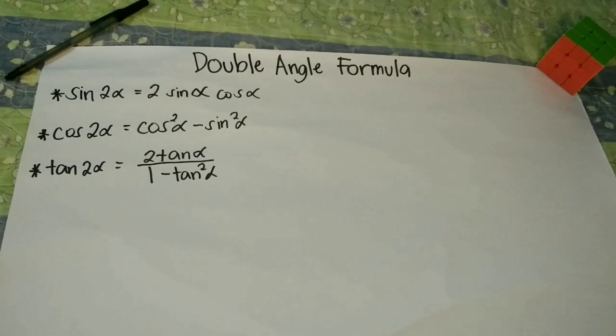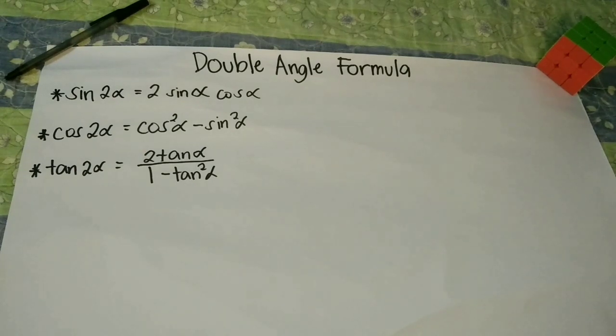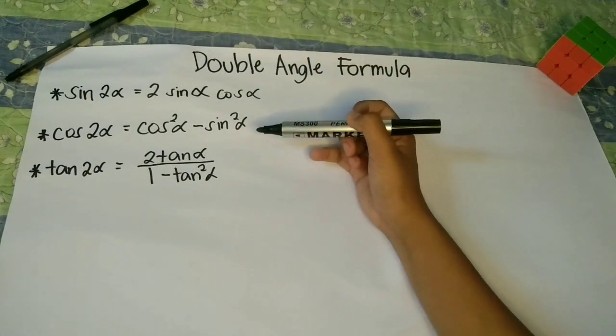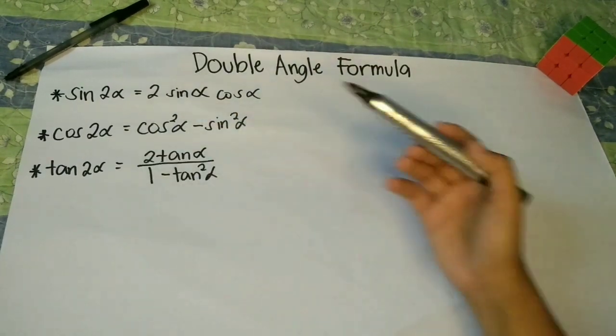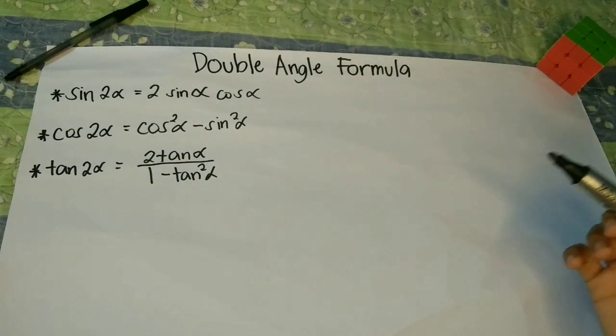So, let's get started! So let's start by deriving the double angle formula of sine, cosine, and tangent. So the double angle formula is used to find the value of sine 2 alpha or cosine 2 alpha or tangent 2 alpha in terms of sine alpha or cosine alpha or tangent alpha respectively.